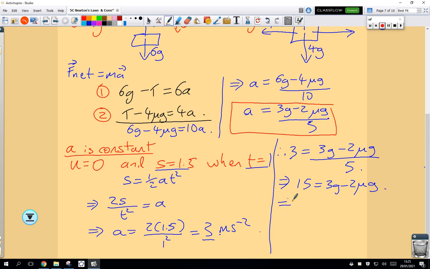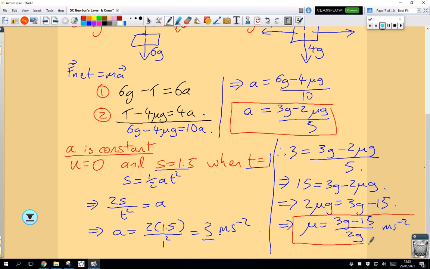I'm going to add 2 mu g to both sides. I'm going to subtract 15 from both sides. And now I'm going to just divide on both sides by 2g. So mu is going to be 3g minus 15 over 2g. That's a constant. Meters per second squared. That's the coefficient of friction. Okay? If you want, you can plug it into your calculator and see what you get.